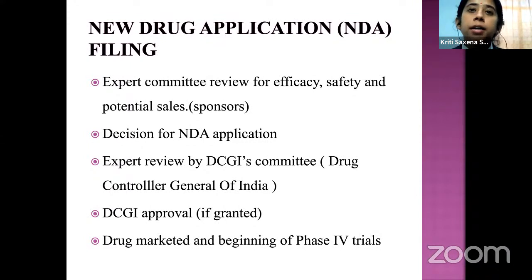Then only when they find it promising and beneficial, they apply for the NDA. When the NDA is applied, the DCGI, that is the Drug Controller General of India, has a specified expert review committee. They review your drug, your molecule, your results. And if they find it promising for human subjects, then only they will approve you. And if you get the DCGI approval from the NDA, your drug is marketed and the beginning of phase 4 trials occurs from this point.